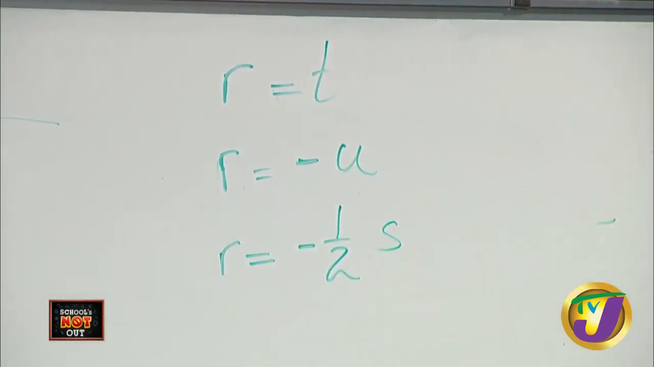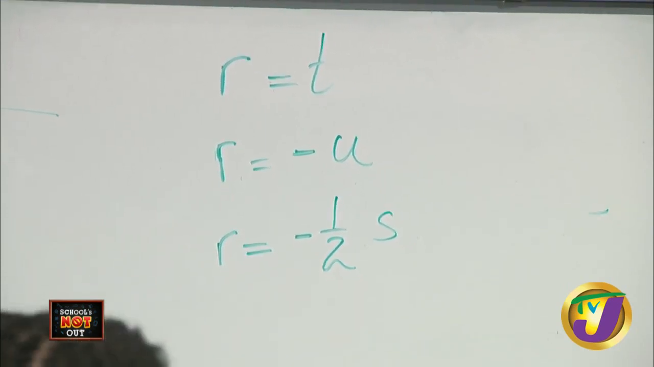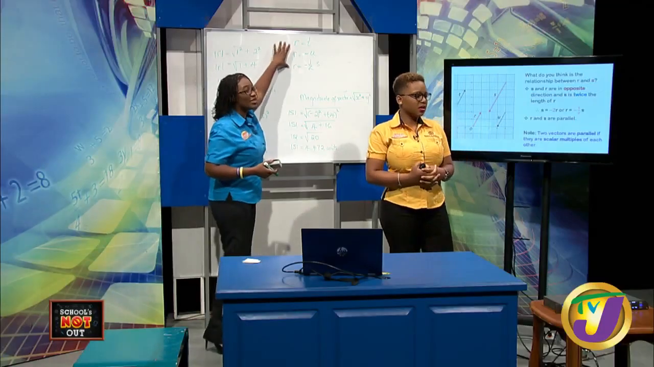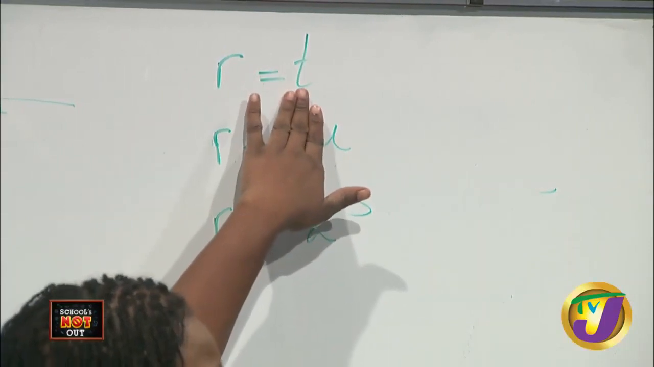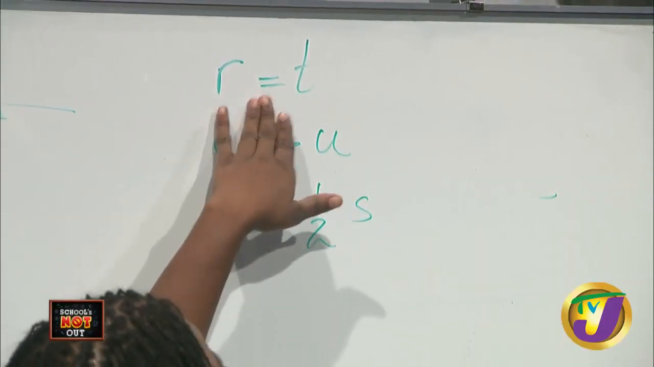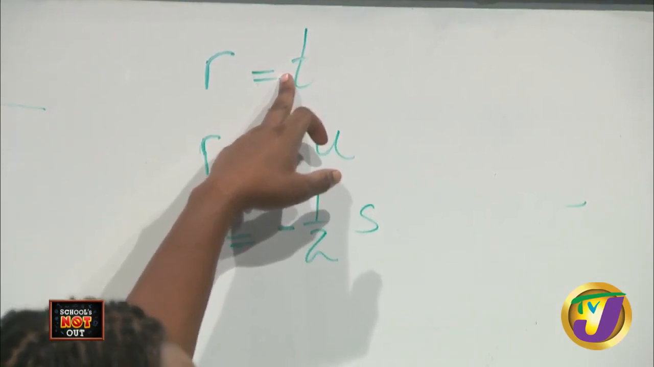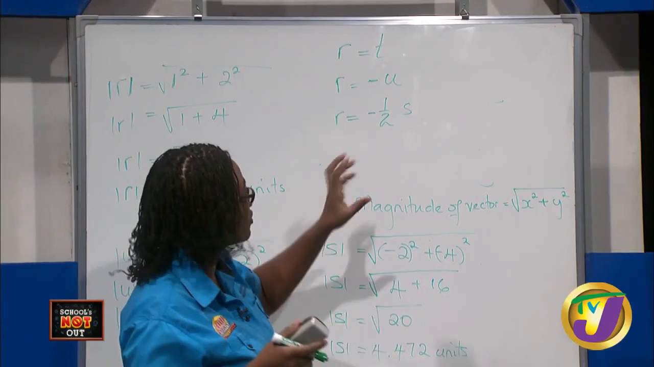And we said that 2 vectors are parallel if one is a scalar multiple of the other. That's why I wrote this on the board, Shariah. So I'm seeing here that R is equal to T. Yes, so R is the same as 1T. So the scalar here is 1. Okay. Remember we said scalar just has magnitude.